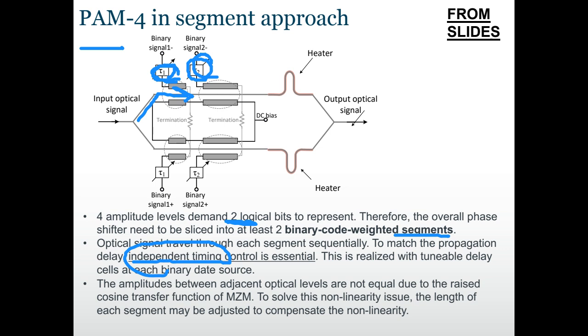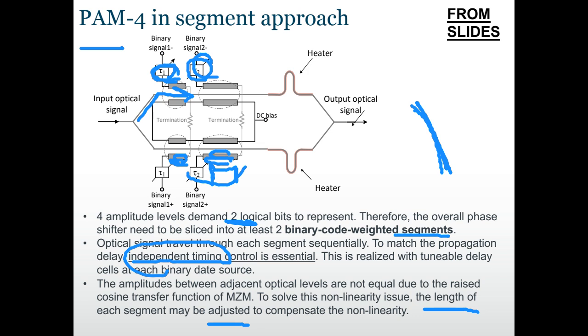The amplitude of these two, it is not exactly that the first one is half of the second one, because the transfer function is not linear. We adjust the length here to be proportionate to the first one, in accordance to the input-output relationship of the transfer function. So basically here it only says the transmission line is not exactly twice the length, it needs to be adjusted. So this is PAM 4.